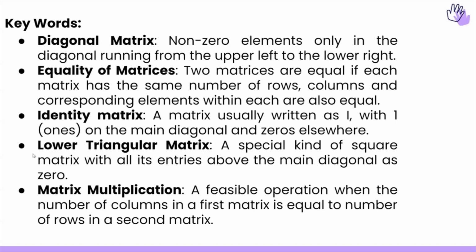Coming to matrix multiplication. A feasible operation when the number of columns in the first matrix is equal to the number of rows in the second matrix. Very, very important. So if you're trying to multiply matrix A with another matrix B, then the number of columns in A must be equal to the number of rows in B. Then only you can multiply.